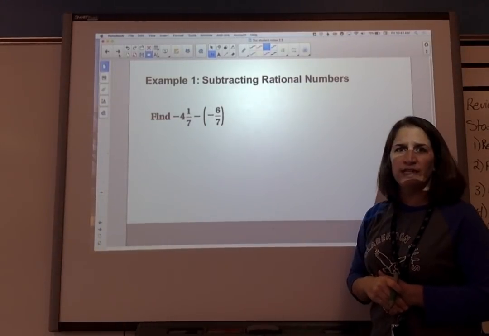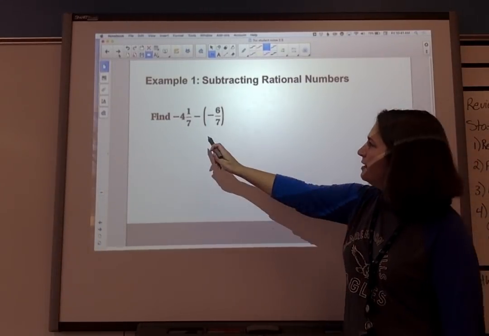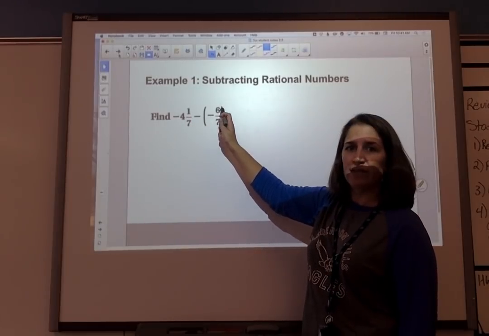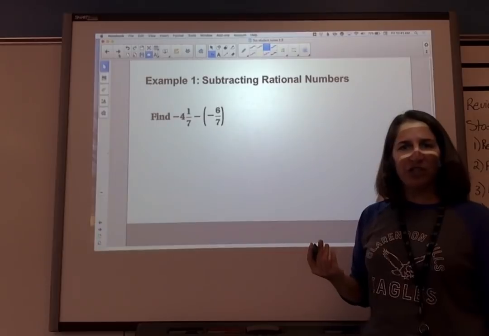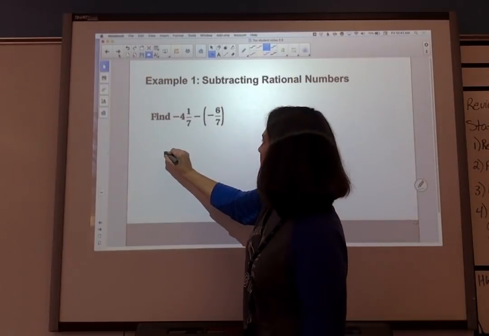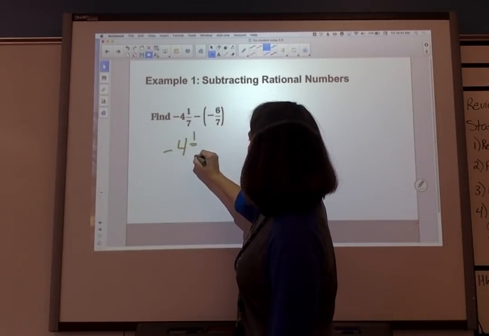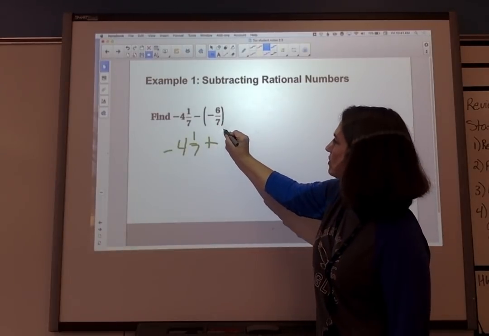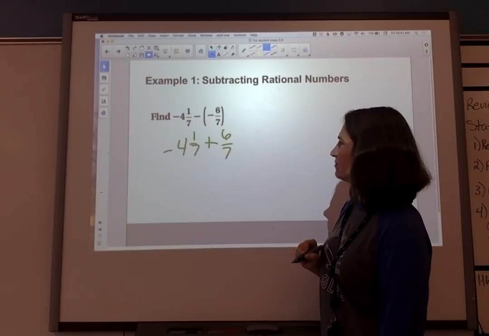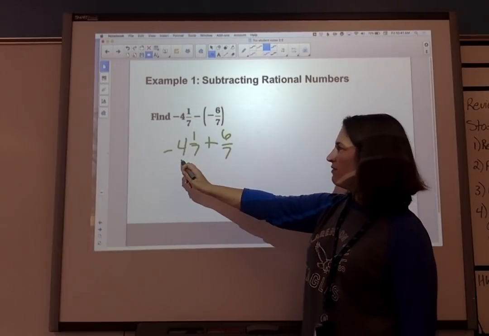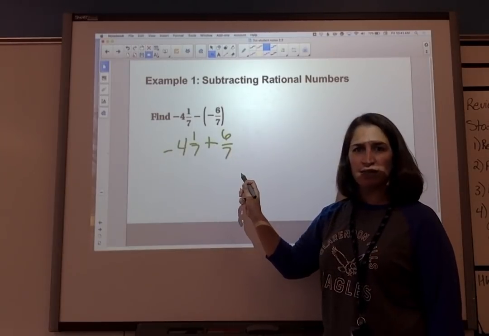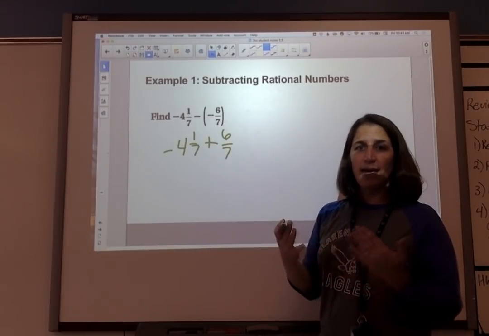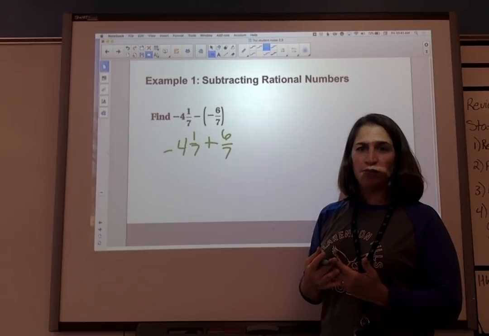So let's look at this first example. Here we have negative 4 1/7 minus negative 6/7. So let's first change it to an addition problem. Negative 4 1/7 plus the opposite of negative 6/7, which is positive 6/7. All right, so now we have a negative and a positive. So we're going to need to subtract the absolute values and then take the sign of the larger absolute value.